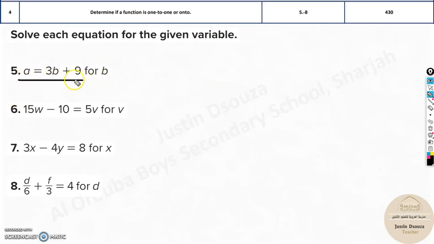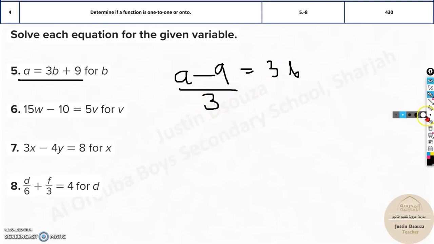Now they have given this equation. You need to rearrange and write this solving for B. What you need to do is basically leave B alone in this equation and move everything else to the other side. So A equals 3B plus 9. Move the 9 to the other side, it becomes A minus 9 equals 3B. Just divide both sides by 3. This is the answer. B equals (A minus 9) divided by 3.